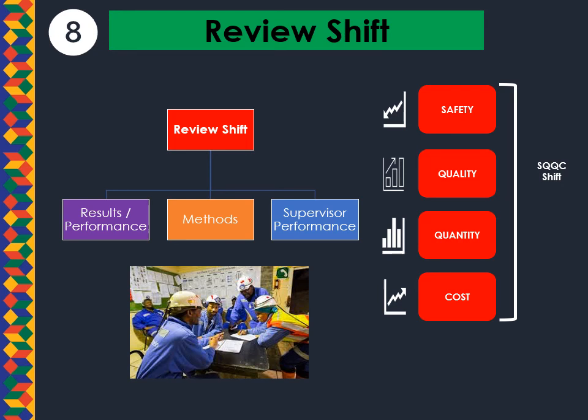Step 8, review shift. This is the final step in our supervisory toolkit. What we would like to see is the supervisor lead his or her team in a review of the shift in terms of the results, methods used during the shift, and of course the supervisor should personally reflect on his or her own performance, even if that involves inviting feedback from the team. Ultimately, what we would like to know here is that this shift was a safe shift, that it complied with quality standards, that it met the requirements in terms of volume and tons perhaps, and that it was a cost-effective shift.